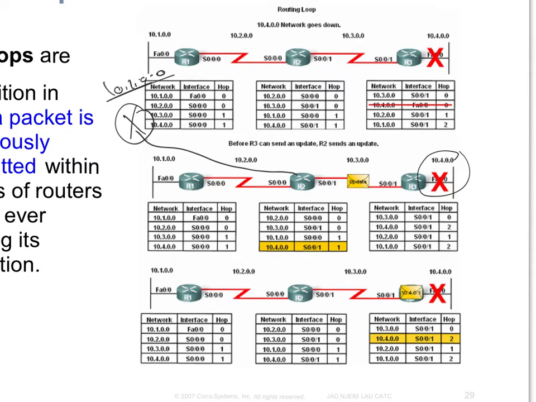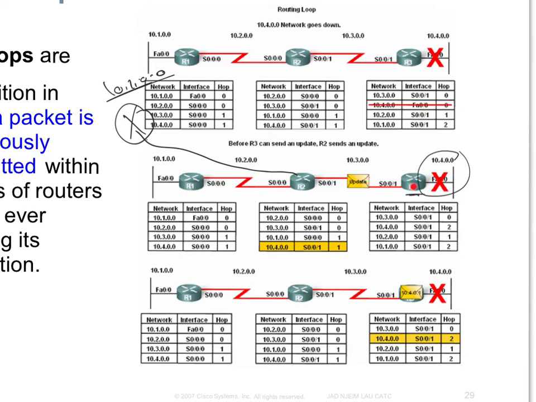So blindly, based on the logic that we have, router 3 will insert a route in the routing table here with a metric of 2, because R2 is telling R3 that the distance to 10.4.0.0 is 1, which means that from R3 the distance is 2. So this is a very interesting situation now that will cause routing loops.